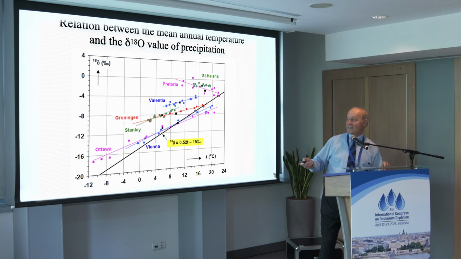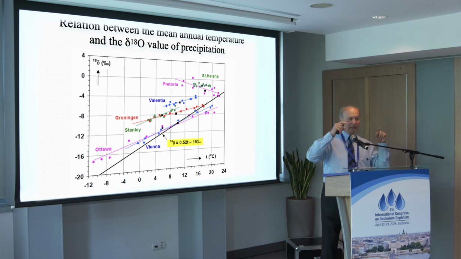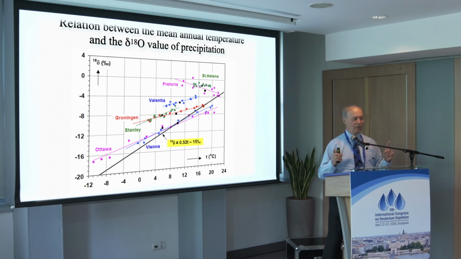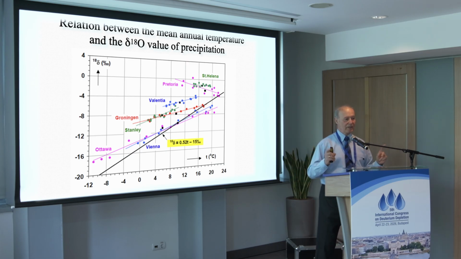This is showing you the so-called temperature effect. On the horizontal axis there is the monthly average temperature, and on the other axis the delta O18, but this is the same for deuterium. As you can see, as the temperature is higher, the deuterium content is higher. It is true seasonally within the year, but it is true also if there is a climate change.